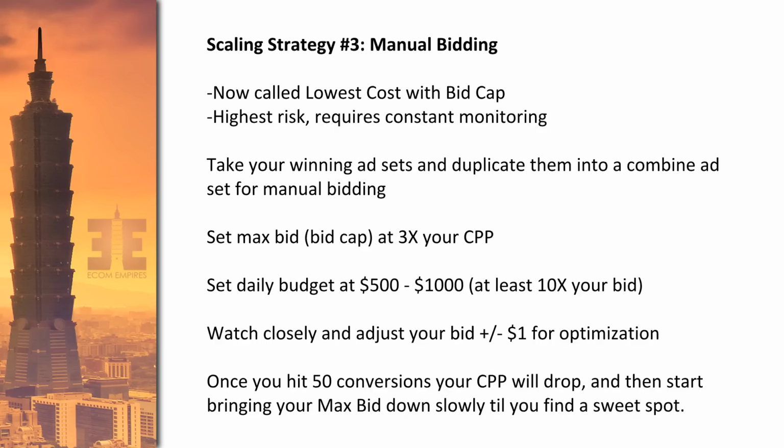So say you're going to average it out, right? So you had 3 ad sets, one was getting $8, one was getting $10, one was getting $9 for simple purposes. So take a $9 average cost per purchase, set your bid cap for 3 times. So you'd set it for $27. Set your daily budget at least 10 times your bid, okay?